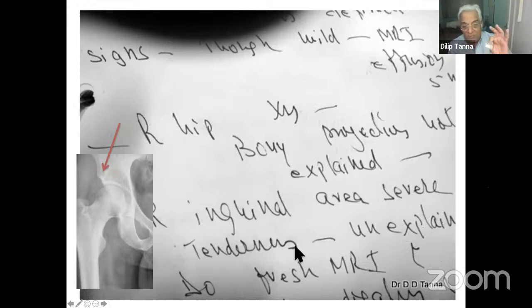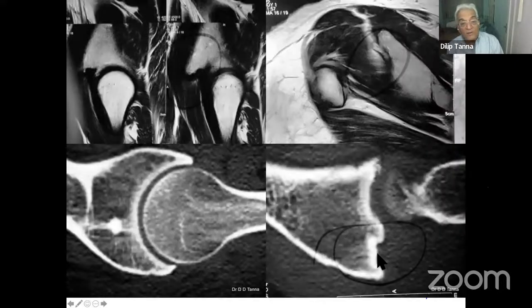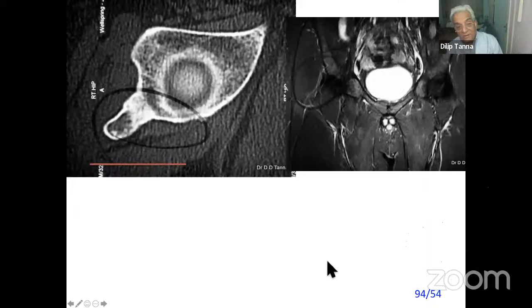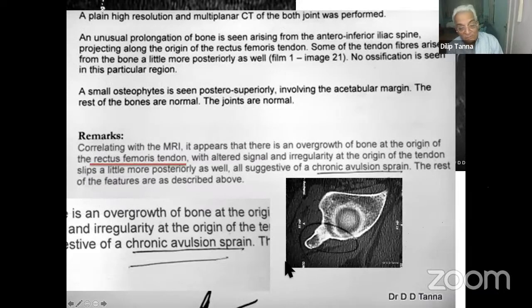All which he said is, patient has the symptoms, everything is normal. I was not willing to leave it. And this was the finding which couldn't be explained. So I said, do fresh MRI and any other investigation you need. Resolve it for me. So now he went through, he did MRI, he did CT scan, and then came up with this. This is the typical area which is formed here. And he said this was his diagnosis.